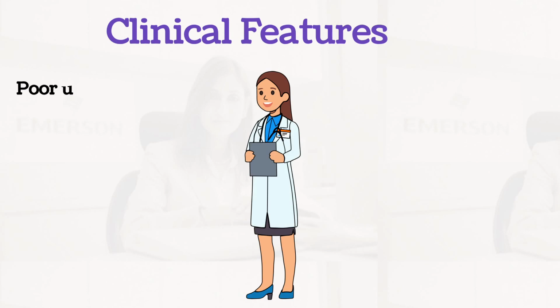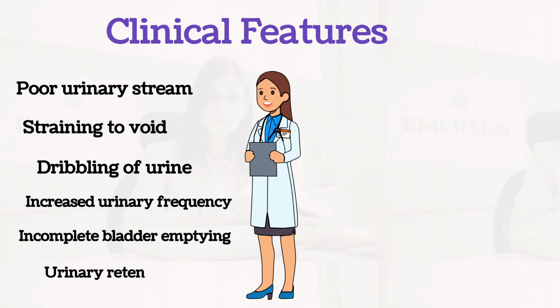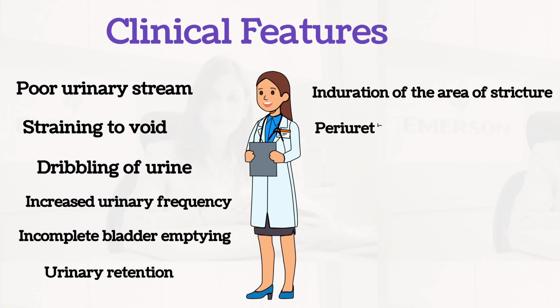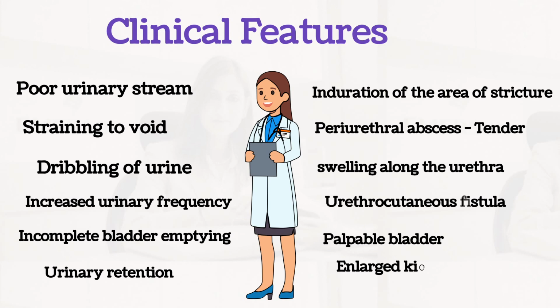under urethral strictures. Then clinical features: we can have a poor urinary stream, straining to void, dribbling of urine, increased urinary frequency, incomplete bladder emptying, and urinary retention. Those are some of the clinical features. Then under signs, we can have induration of the area of the stricture. We can have a periurethral abscess, where the patient may elicit a tender swelling along the urethra. Then you can also have a urethrocutaneous fistula, a palpable bladder, and enlarged kidneys.